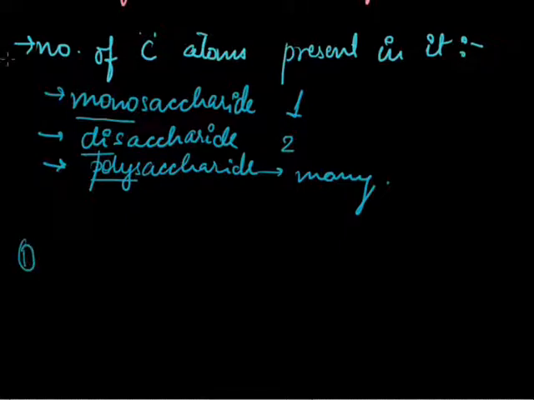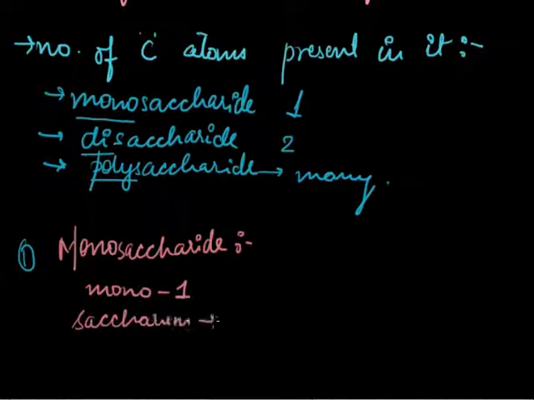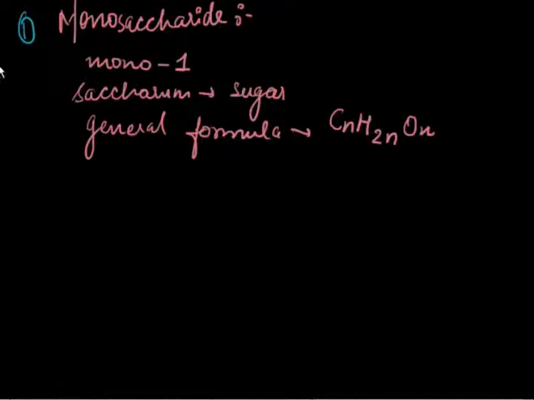Now coming to the first one, monosaccharide. We discussed earlier that mono means one and saccharum means sugar. So there is a single unit of sugar present in monosaccharide. Their general formula is CnH2nOn.